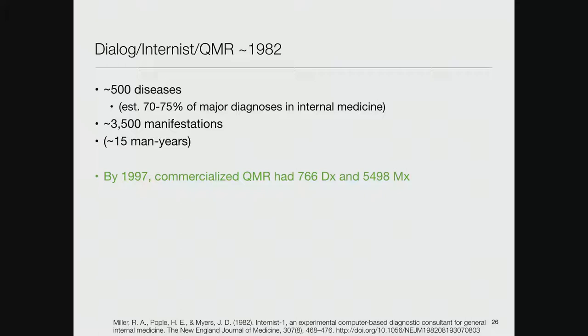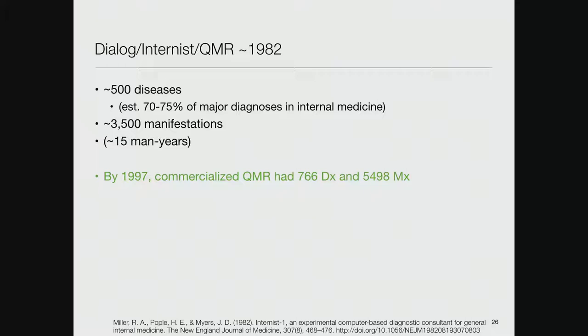The effort was led by a computer scientist at University of Pittsburgh and the chief of medicine at UPMC, the University of Pittsburgh Medical Center, who was just a fanatic, and he got all the medical school trainees to spend hours and hours coming up with these databases. By 1997, they had commercialized it through a company that had bought the rights to it, and that company had expanded it to about 750 diagnoses and about 5,500 manifestations, so they made it considerably larger.